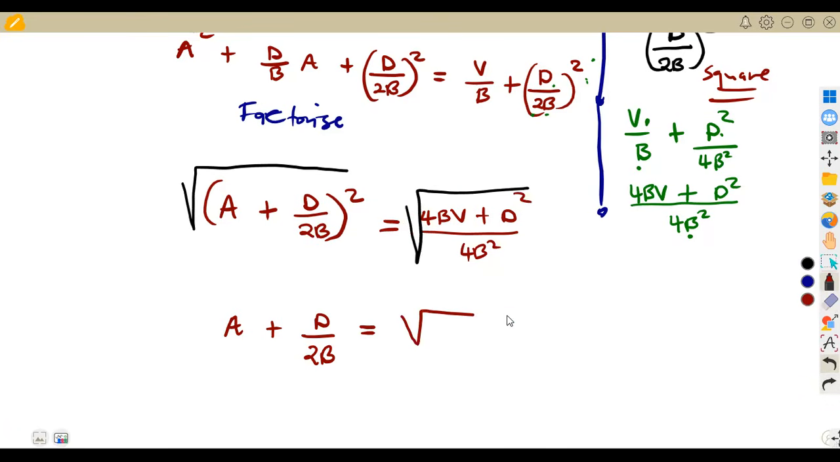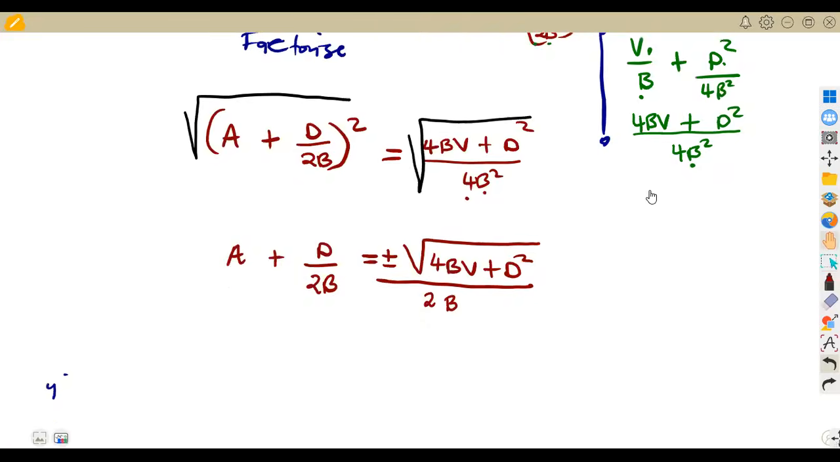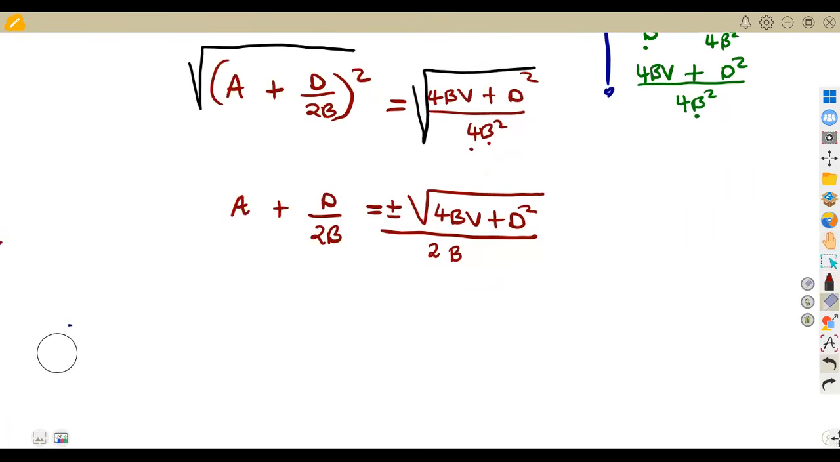So it is just going to remain as it is, but knowing that the square root of a number is plus or minus. So it's going to be plus or minus the square root of 4bv plus d squared, everything over. Now, like I said, we can determine the square root of 4b squared because it's a single term. The square root of 4, which is 2, the square root of b squared, which is b. So how are we going to solve for a in that case?